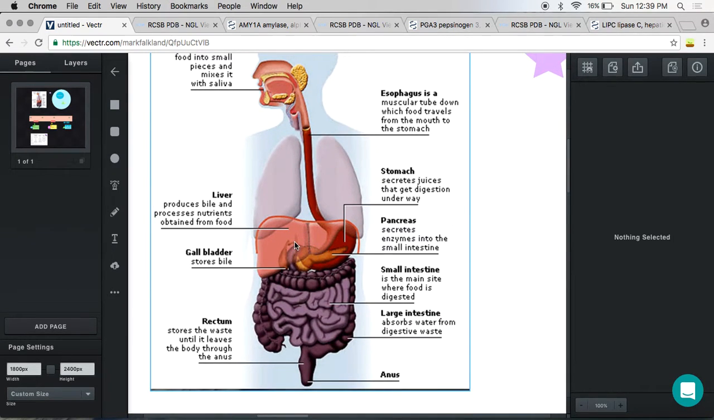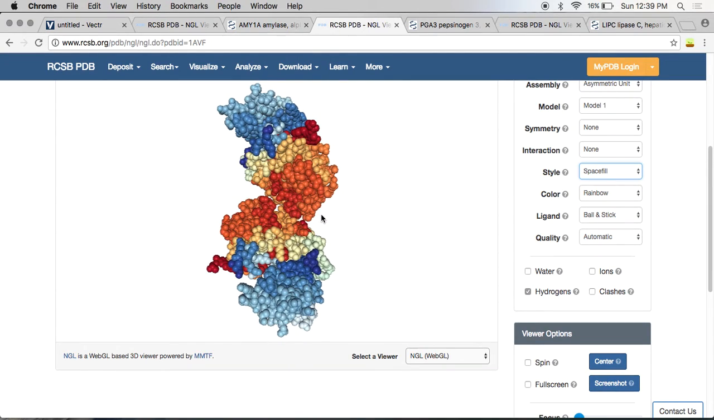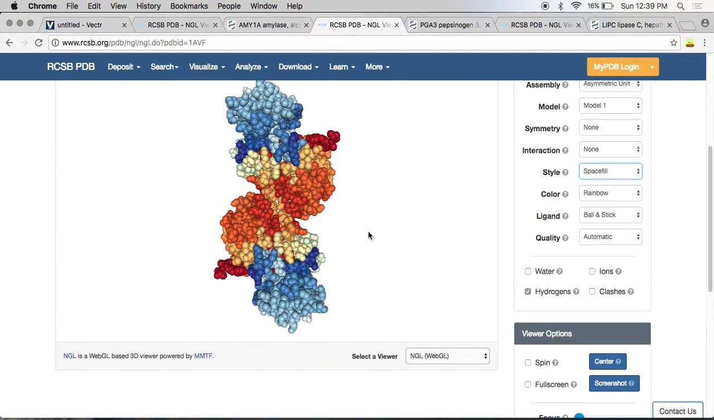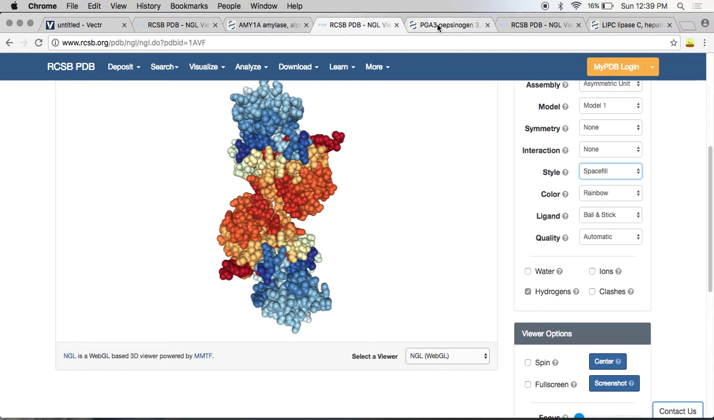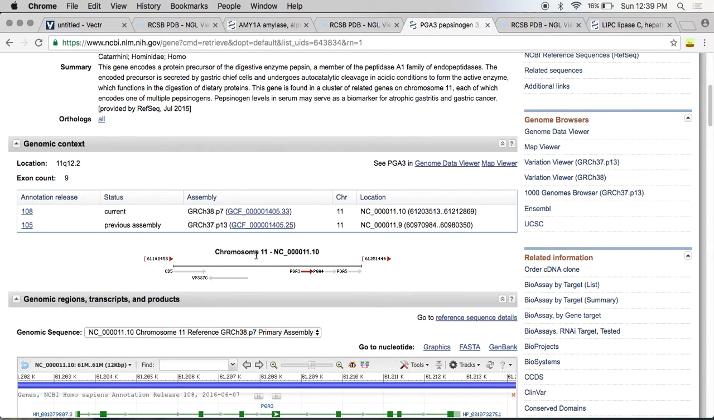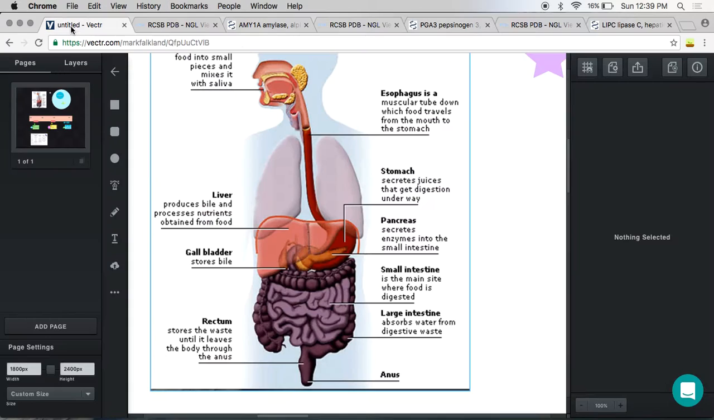In the stomach, a similar thing happens, except often it's the breakdown of proteins, and one of the enzymes that does that is pepsin. Exact same thing, and in fact, we can look here. Here's the protein structure of pepsin. And if we look at the gene as well, we can see the gene for pepsin is on chromosome 11. So some of the cells in the stomach are producing pepsin, and that's what builds those pepsin enzymes.